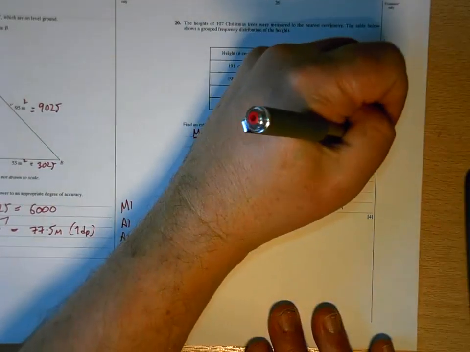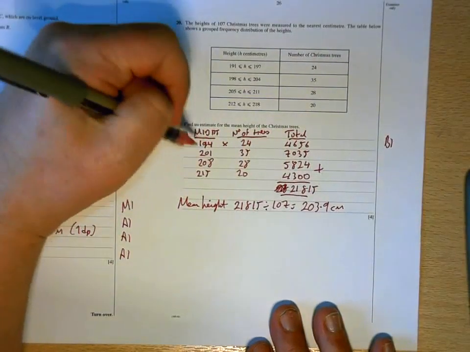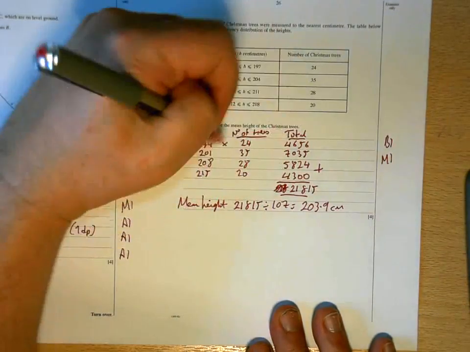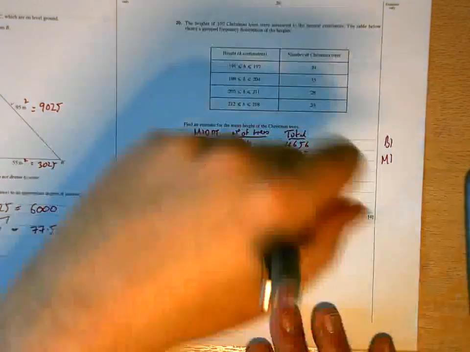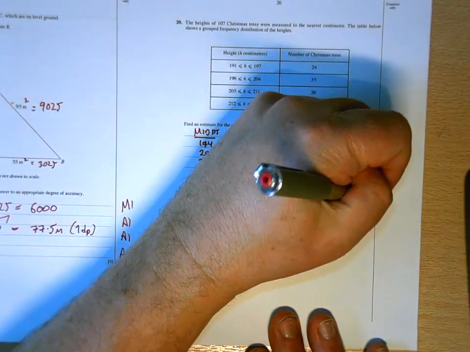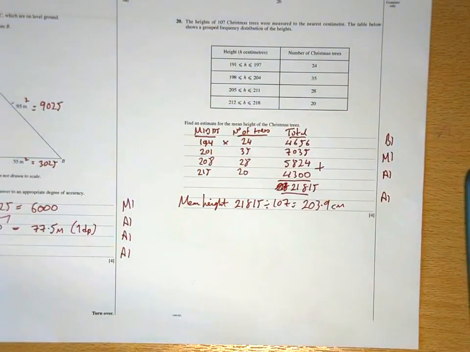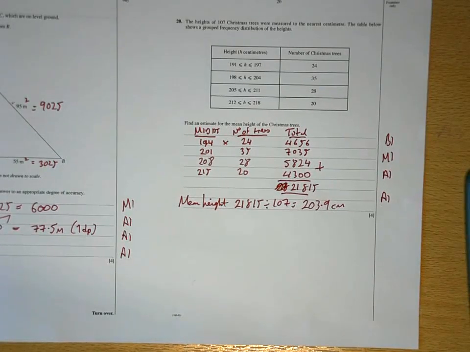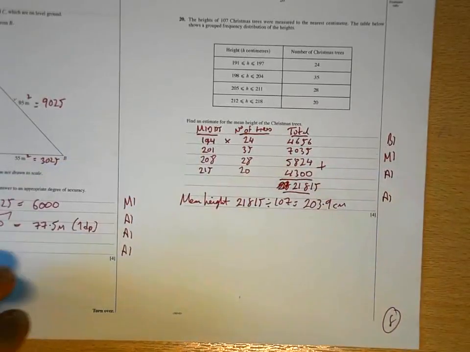So there's going to be 1 mark for the midpoints. There's going to be 1 mark for the method of multiplying and adding, and 1 mark for getting it right, and then 1 mark for your overall final answer for dividing by 107. 4 marks of the page.